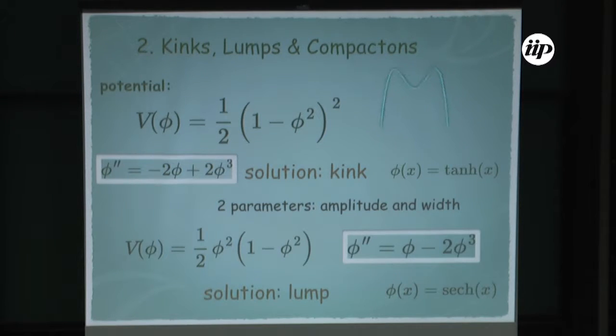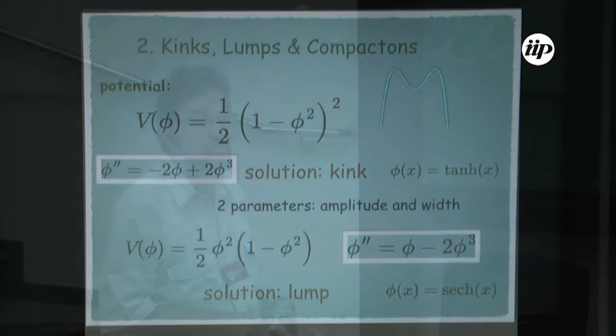If I turn the potential around the other way, then I have a lump solution. In this case, for this explicit potential, the solution is hyperbolic secant. It's a kind of lump solution. But they appear in different physical scenarios.